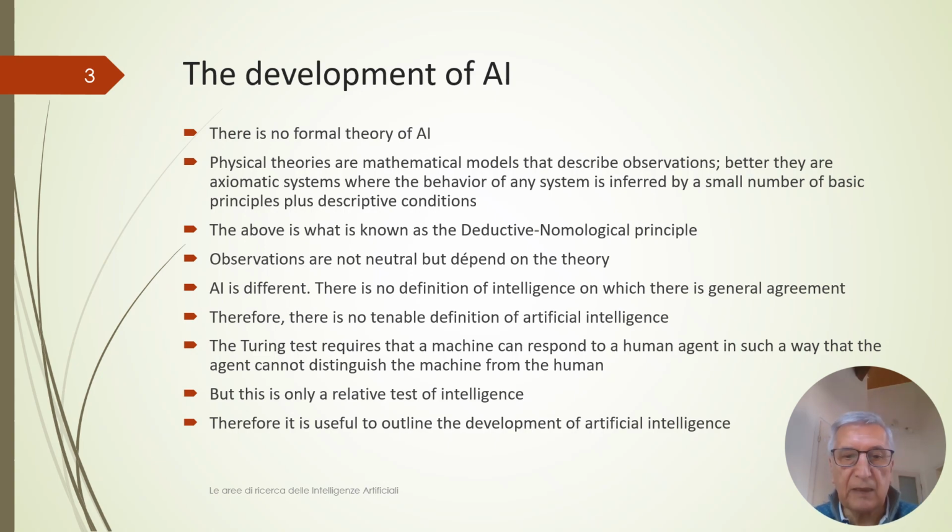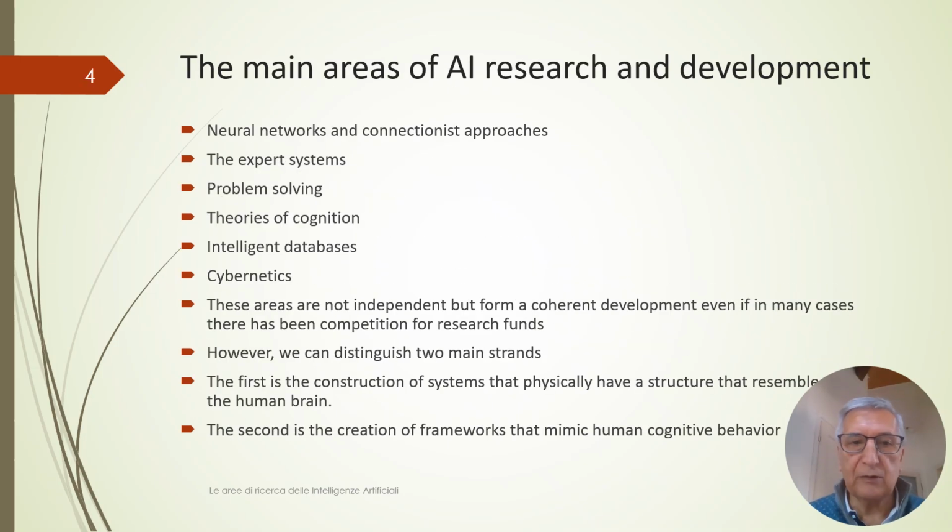AI is different. There is no definition of intelligence on which there is a general agreement. Therefore, there is no tenable definition of artificial intelligence. If we don't really know what natural intelligence is, we cannot really define artificial intelligence. The Turing test requires that the machine can respond to a human agent in such a way that the agent cannot distinguish the machine from the human. But this is only a relative test of intelligence, not an absolute test of intelligence. Therefore, to understand artificial intelligence, it's useful to outline the development of artificial intelligence.